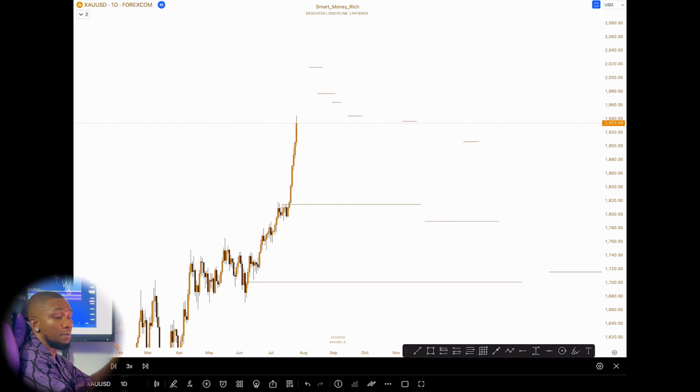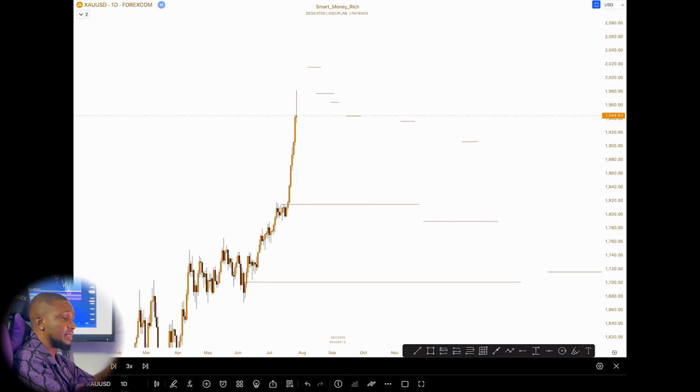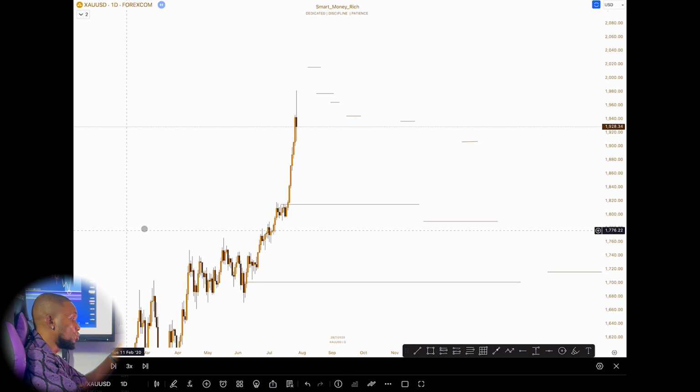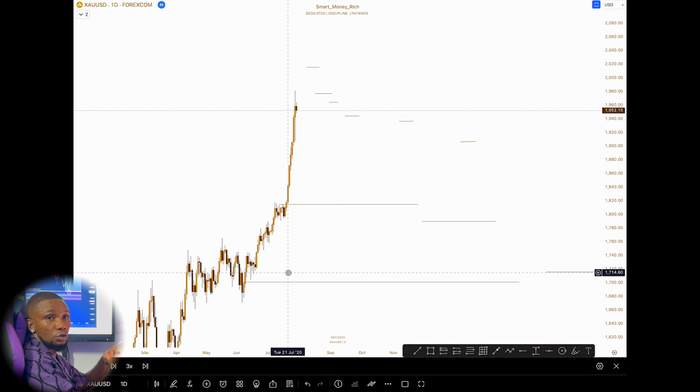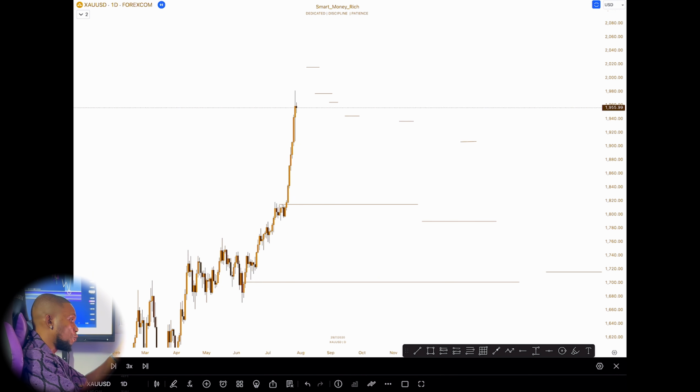The market is moving impulsively to the upside, causing imbalances. This simply means that the buyers are entering the market with a huge amount of money, right? That's how you see the market impulsing to the upside in this kind of way.